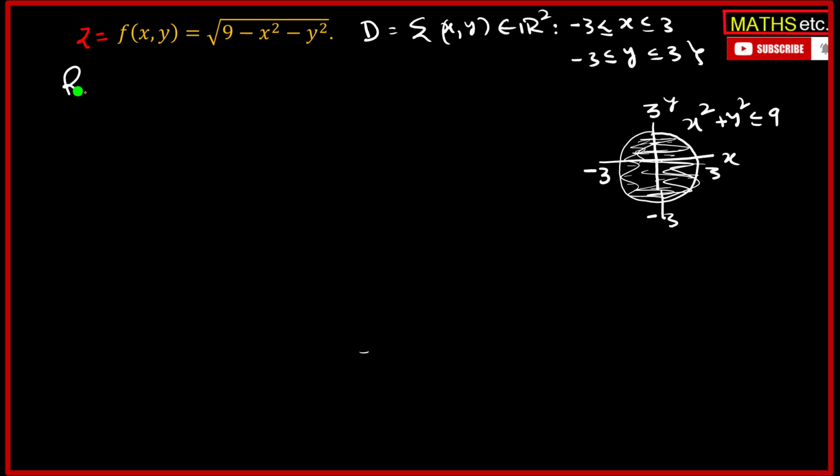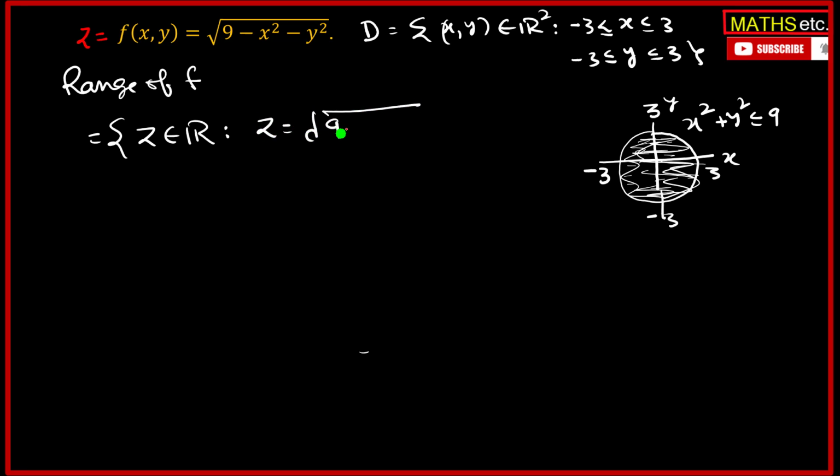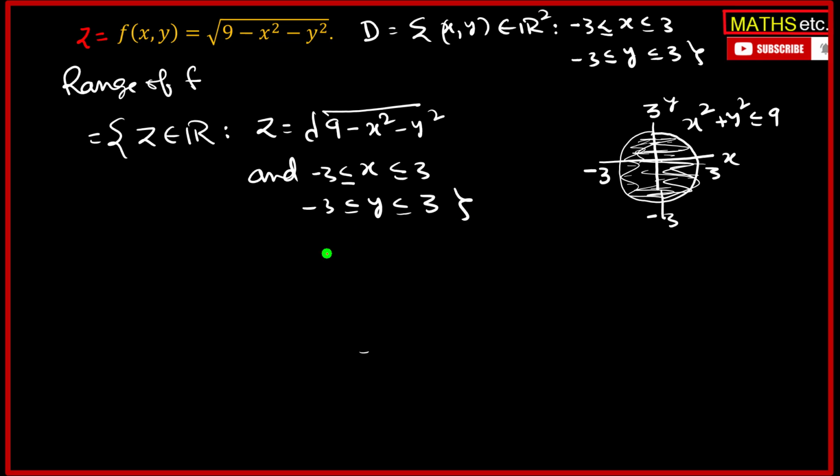Now coming to the range of this function. How is the range of a function defined? It is the collection of all z values along the real number line. It's only one dimensional, such that of course z takes values from this rule, z equals the square root of 9 minus x squared minus y squared, but we should also consider here that x is taking values from the closed interval minus 3 to 3, and y taking values again from the interval minus 3 to 3.